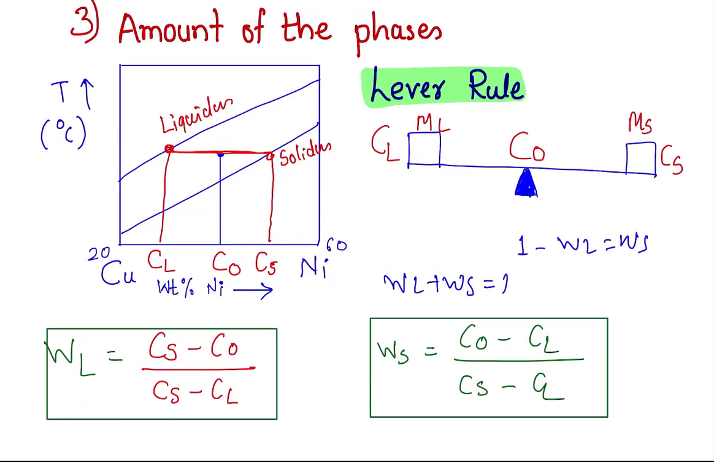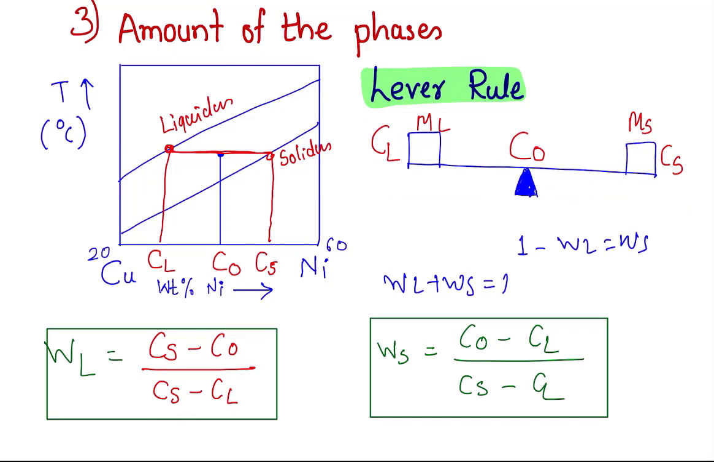Here if I want to find out amount of liquid, we can neglect this Cl from that. Now we are remaining with these two, C0 and Cs. So you have to subtract smallest from the largest one. Smallest here is C0 and largest is Cs. So you have to write here Cs minus C0 upon the largest concentration minus lowest concentration. So here largest is Cs minus lowest is Cl. That will give the weight fraction of liquid phase.